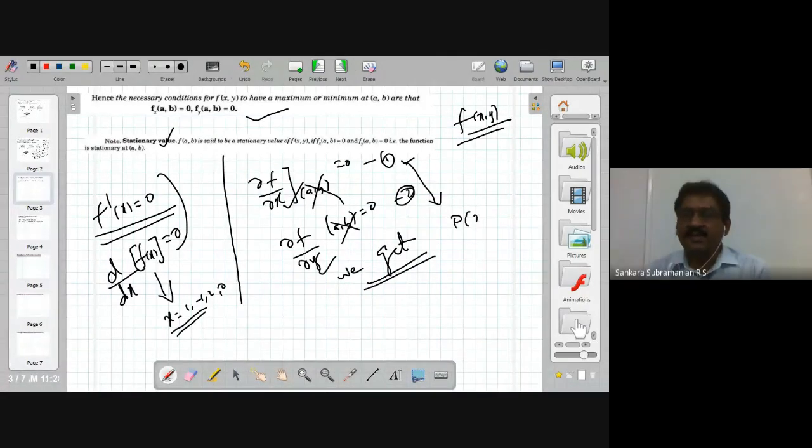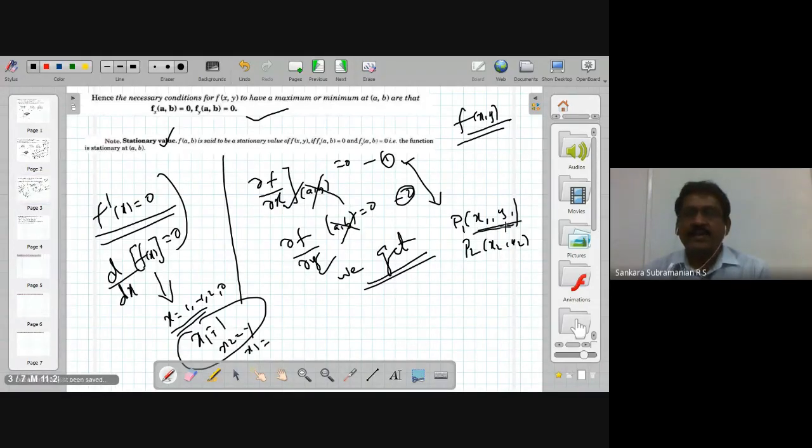We get the points x, y: P1, x1, y1. Second point P2, x2, y2. Here x1 equal to 1, x2 equal to -1, and so on. Here we get a pair of points because it is two dimensions. It is two dimensions. We need a point x coordinate as well as y coordinate. So here you will be getting a point x1, y1, P2, x2, y2. These points we call the stationary values.